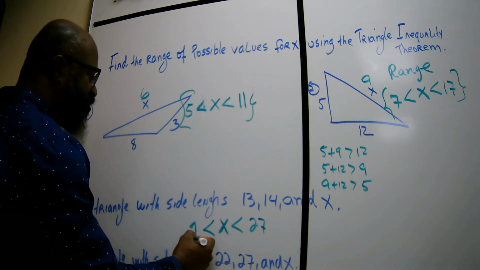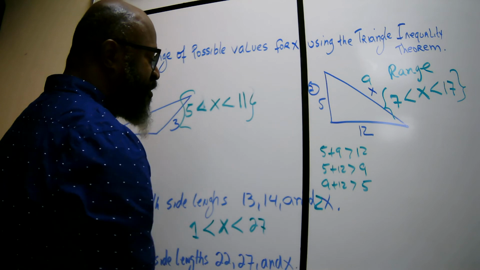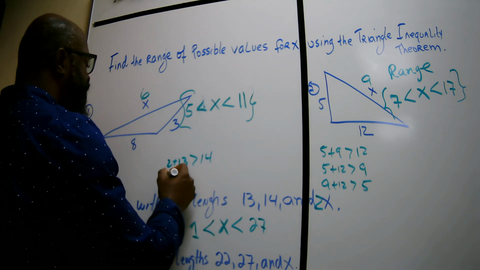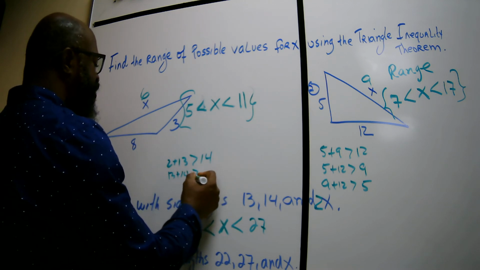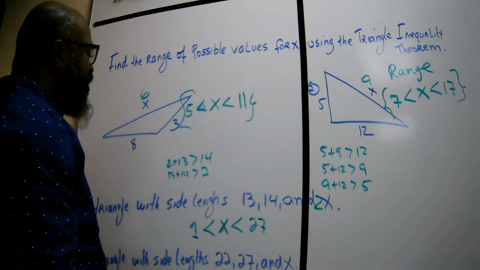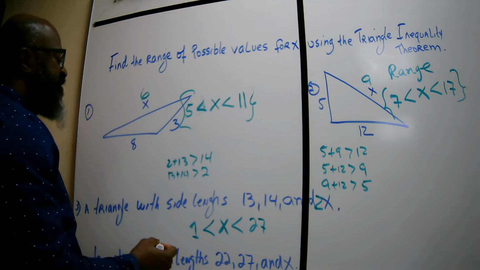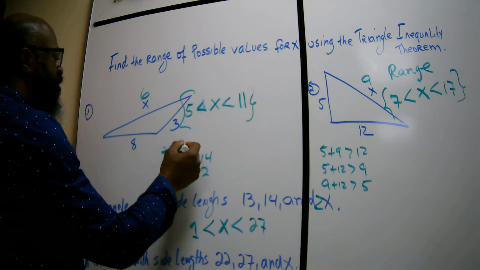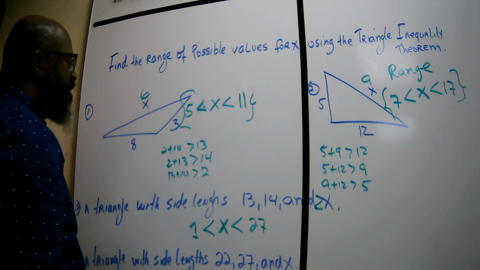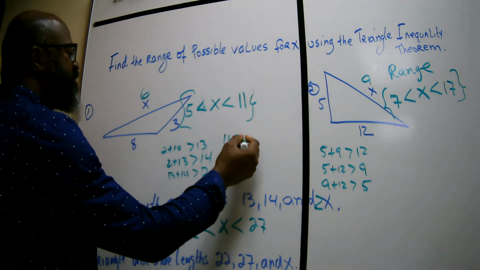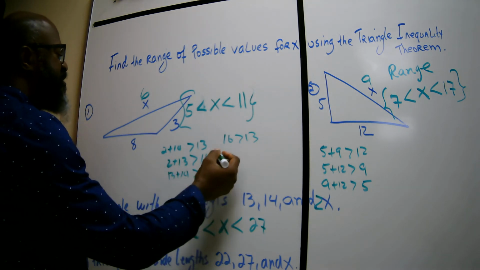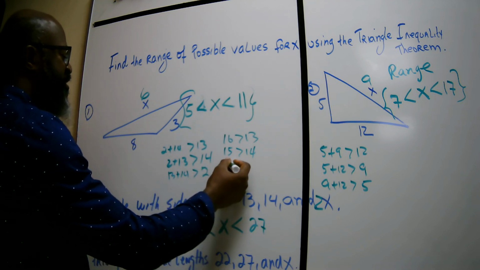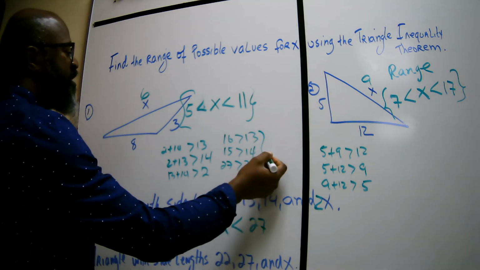If I take 2, it has to work. So I'll let x be 2. Then I will have 2 plus 13 must be greater than 14. Then I will have 13 plus 14 must be greater than 2. Then I will have 2 plus 14 must be greater than 13. You will see it works all the time. 2 plus 14 is 16, 16 greater than 13. 2 plus 13 is 15, 15 greater than 14. And 13 plus 14 is 27, 27 greater than 2. So then you get your 3 yeses.